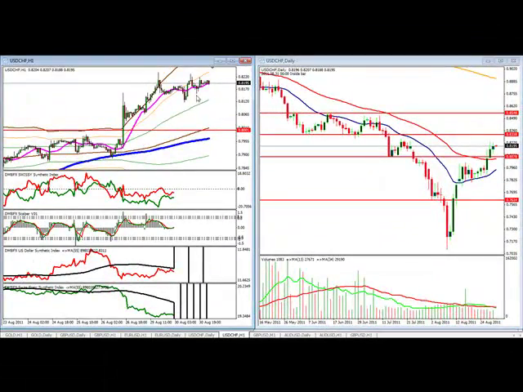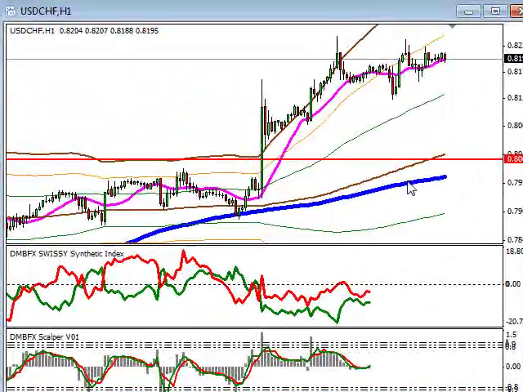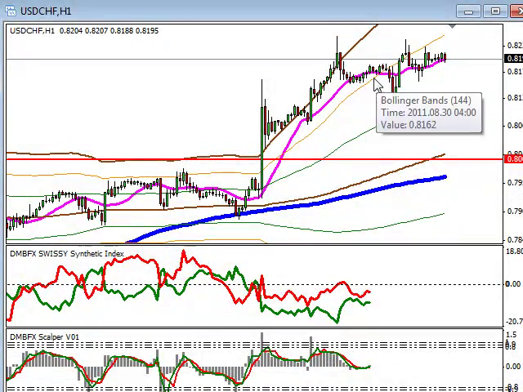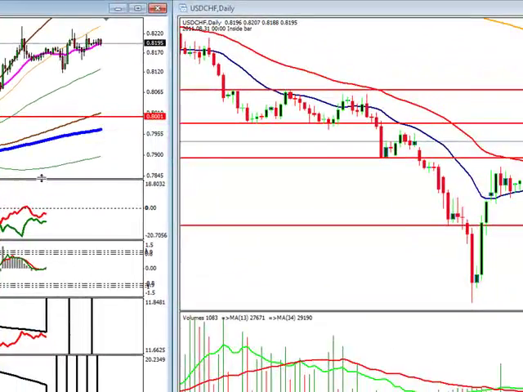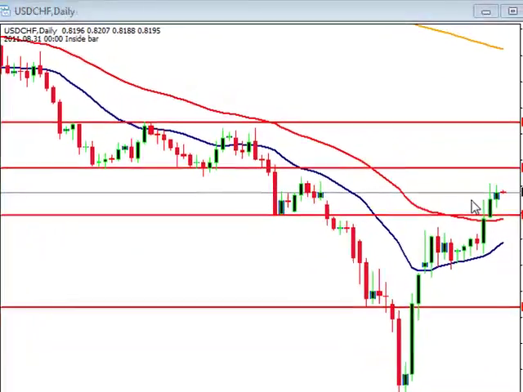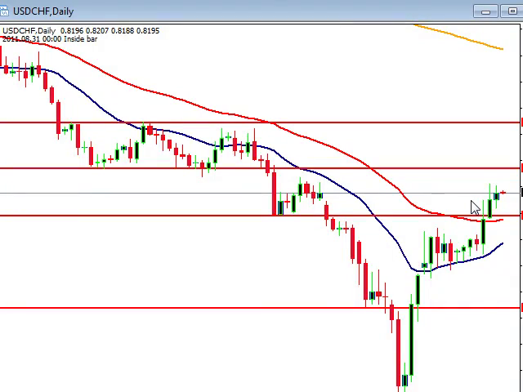However, what do we see? We continue to stay in a sell zone. We continue to be below the long-term moving average. Yet we're not seeing this move down. Why? Because the dollar remains in control. And as long as the dollar remains in control, we will continue to push higher.